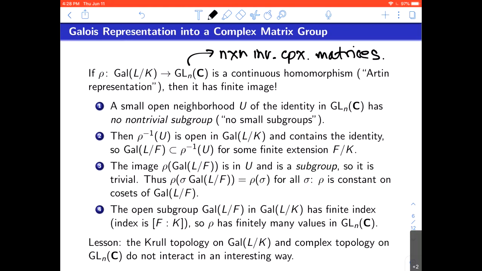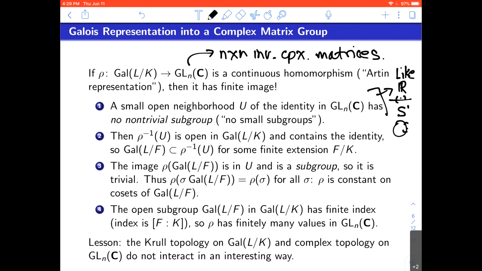I had mentioned this last time in the setting of the real numbers or the unit circle, where if you pick an open neighborhood around the identity, you can arrange that it has no subgroups besides the trivial subgroup. And so what that means then, by continuity, is that there has to be an open neighborhood of the identity on the left side in the Galois group that gets mapped into there.